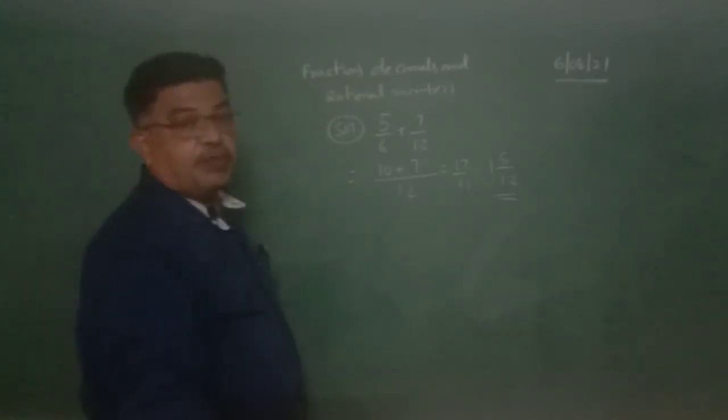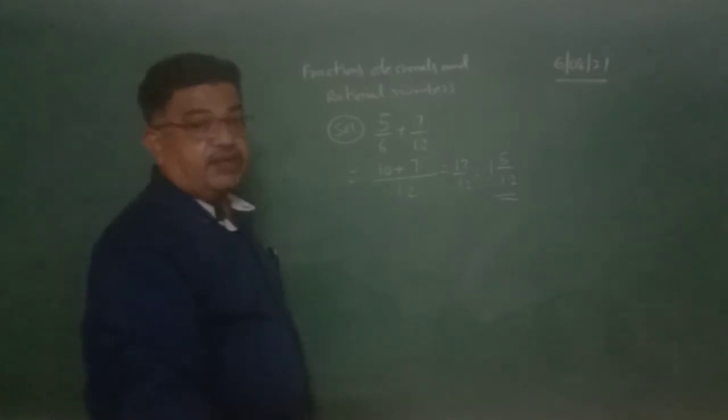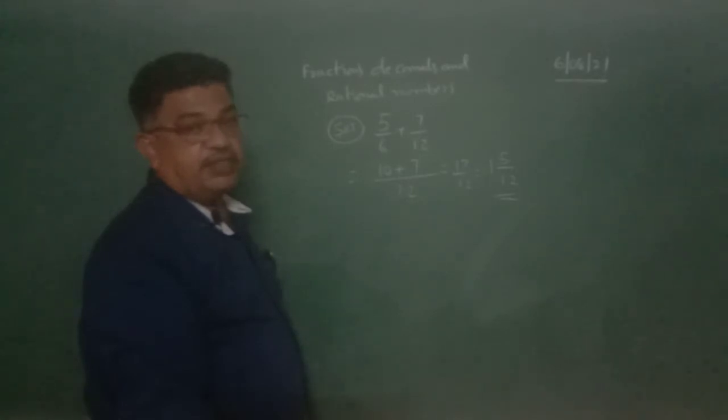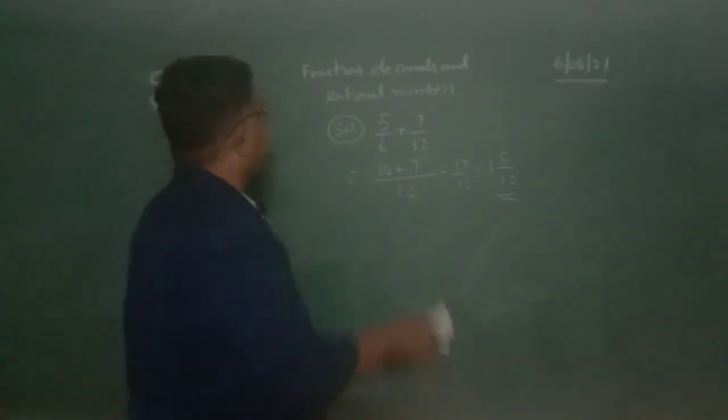5 by 6 plus 7 by 12. LCM of 6 and 12 is 12. By dividing with 6 you got 2. 2 into 5 is 10. By dividing with 12 you got 1. 1 into 7 is 7. 10 plus 7 equals 17. 17 by 12 is the new fraction, which you can write as 1 5 by 12.